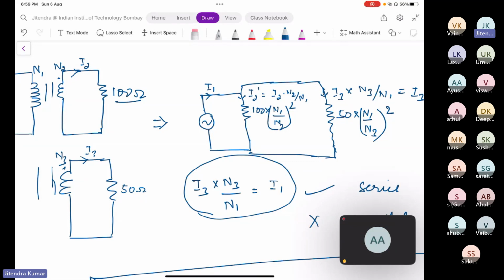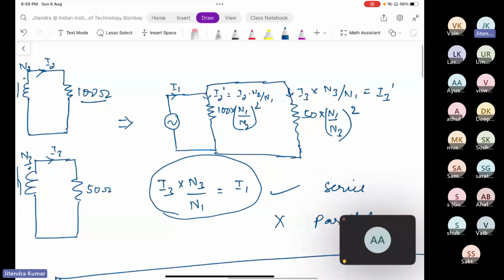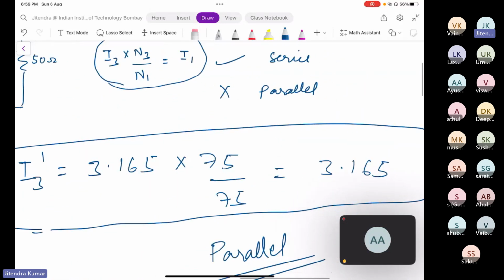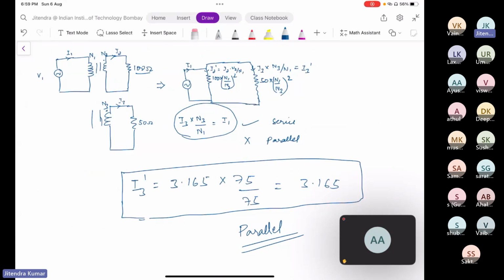Otherwise, if this I3 dash would have come out equal to I1, then we could have connected in series. But it came out the other way. I3 dash came out to be 3.165. So it is way less than 6 ampere. It means both are not the same. So hence we concluded that both windings on the load side cannot be connected in series. They will be in parallel.